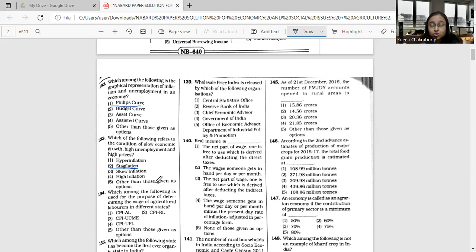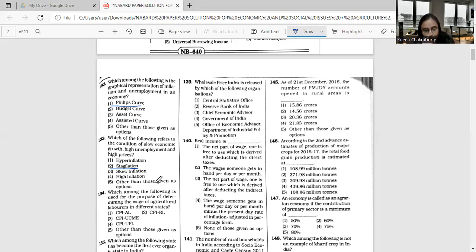See, the Consumer Price Index for agricultural laborers, which is the CPI-AL, is used for determining and revisiting the minimum wages for agricultural laborers in different states of the country. Now, this is yet another index, another measurement of consumer price index for the rural laborers, that is the CPI-RL, that is mainly used for fixing rural workers' wages.